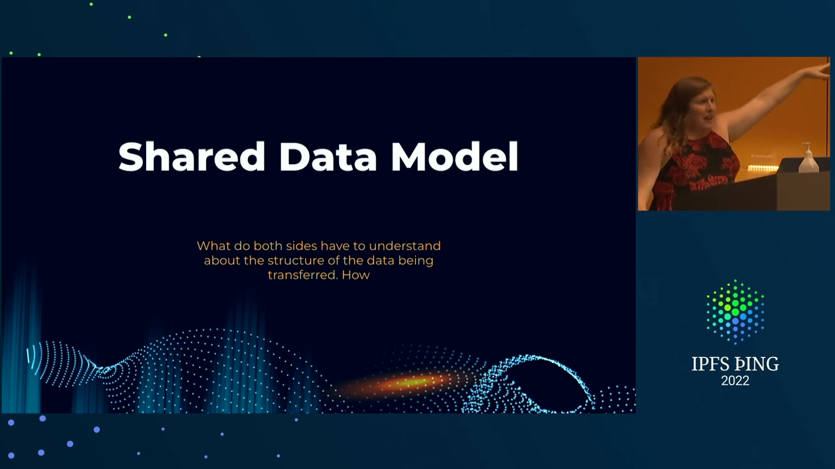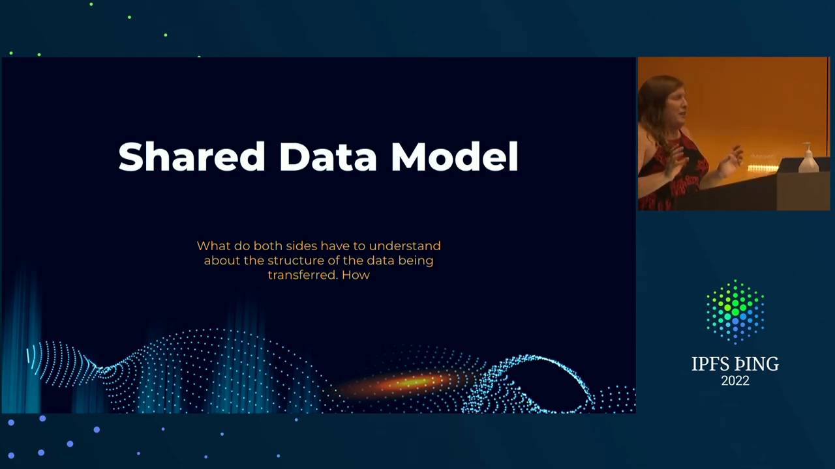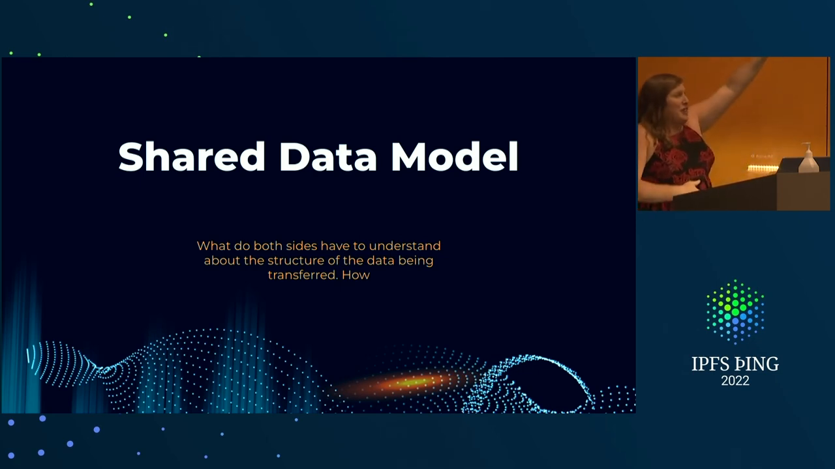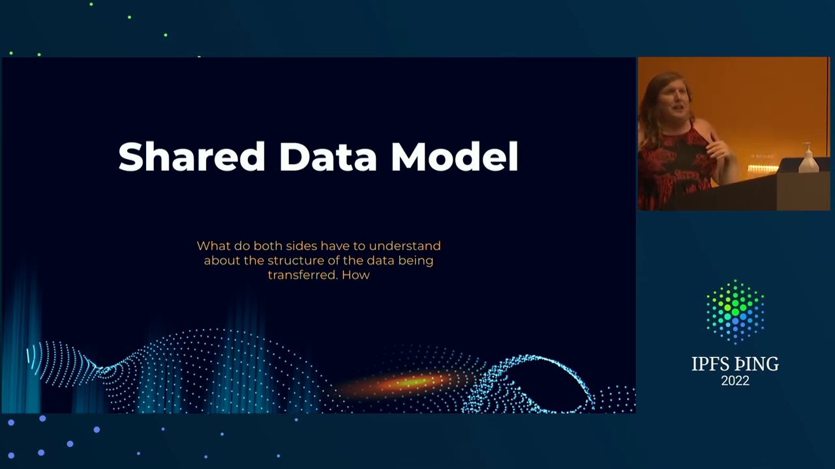When you move into protocols like GraphSync, or any protocol that operates above the block layer, you're asking both sides to understand the data at a higher level. If you came to the data models track yesterday, something that came up a lot is that we don't all agree on how we should understand data above the block level, right? So there's an interesting question here: what do you both have to understand about the data, and how do you signal to each other things about the data so that the other party can understand?